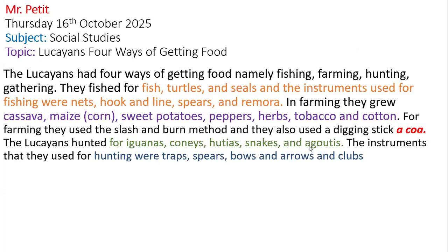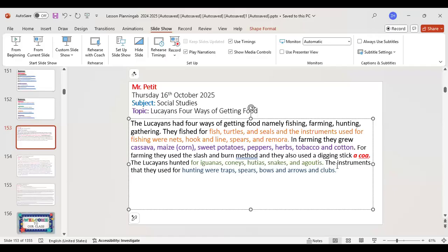The Lucayans hunted for iguanas, conies, eutias, snakes, and agoutis. The instruments that they used for hunting were spears, bows and arrows, and clubs. Very good. Are you writing this down? The rest of you? Carly C, are you writing this down? So they hunted for iguanas, conies, eutias, snakes, and agoutis.